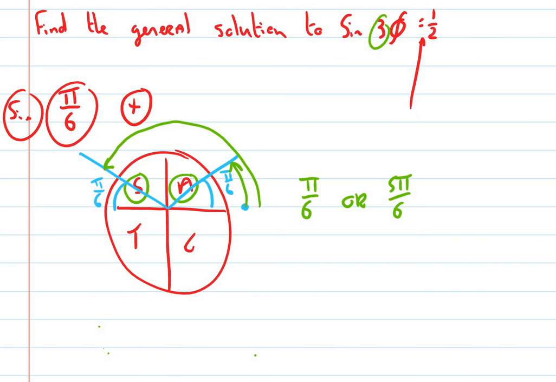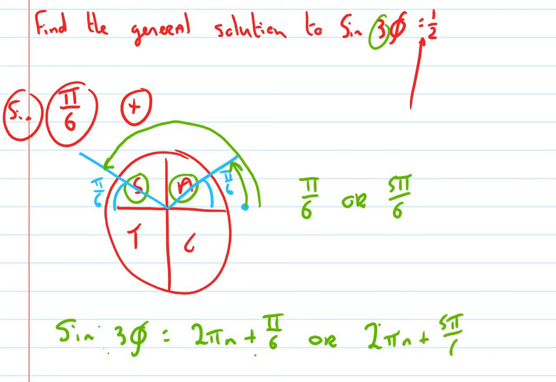So this 3 hasn't made any inroads. This is the only thing we change. So we say 3 theta equals 2 pi n plus pi over 6, or 2 pi n plus 5 pi over 6.